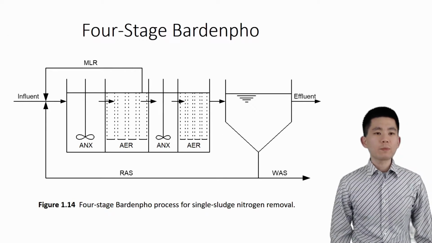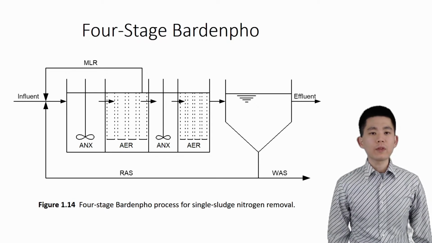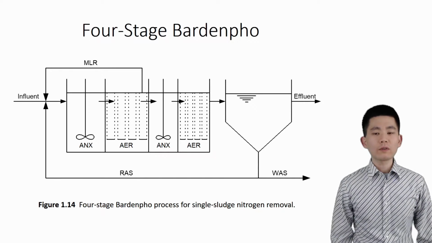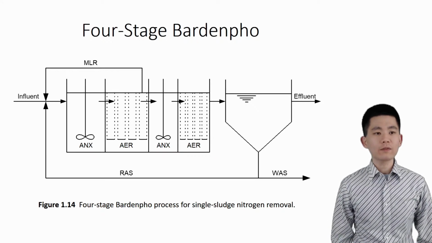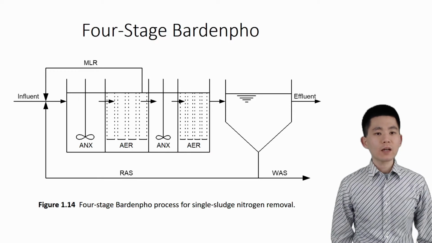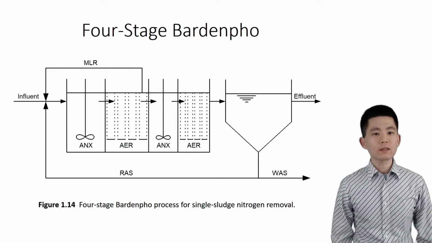The four-stage Bardenpho process aims to deal with the MLE system's intrinsic issue of high TN concentration in the effluent by adding another anoxic-aerobic cycle after the first one, so that unreacted nitrate from the first aerobic reactor enters the second anoxic zone for further denitrification.